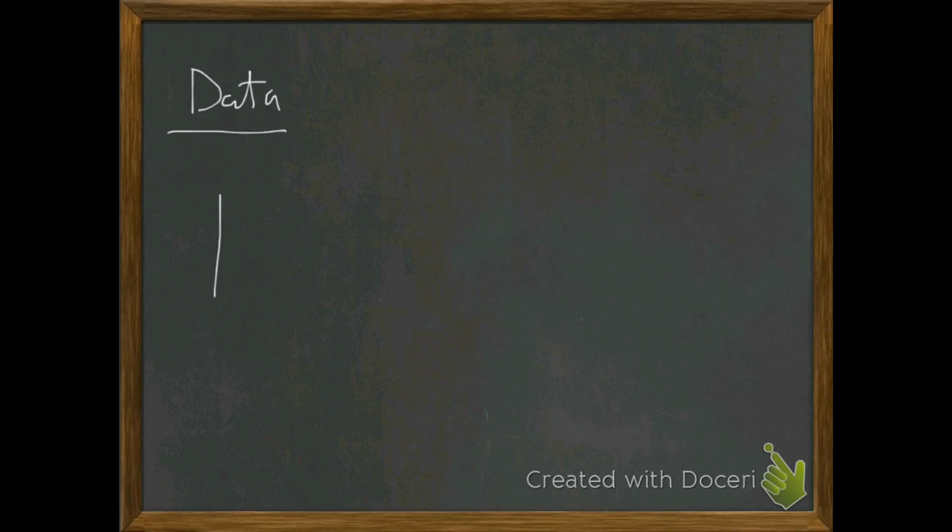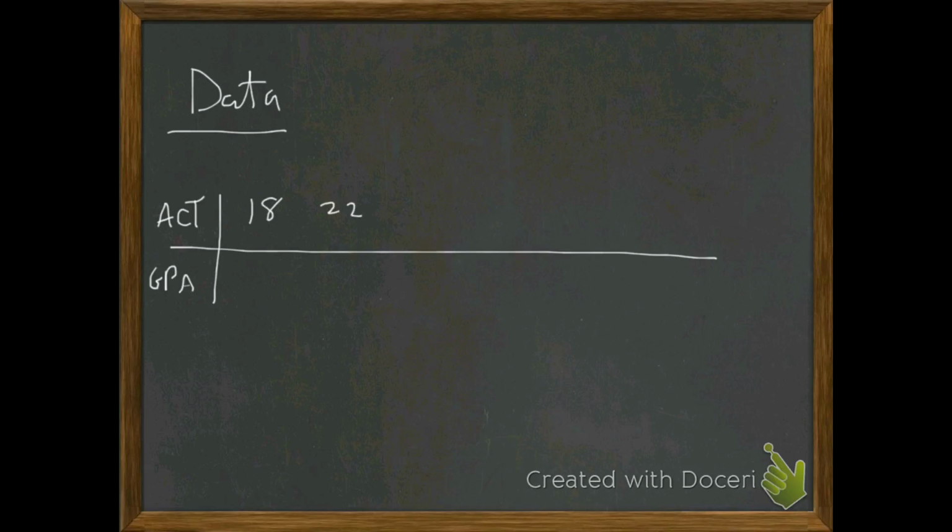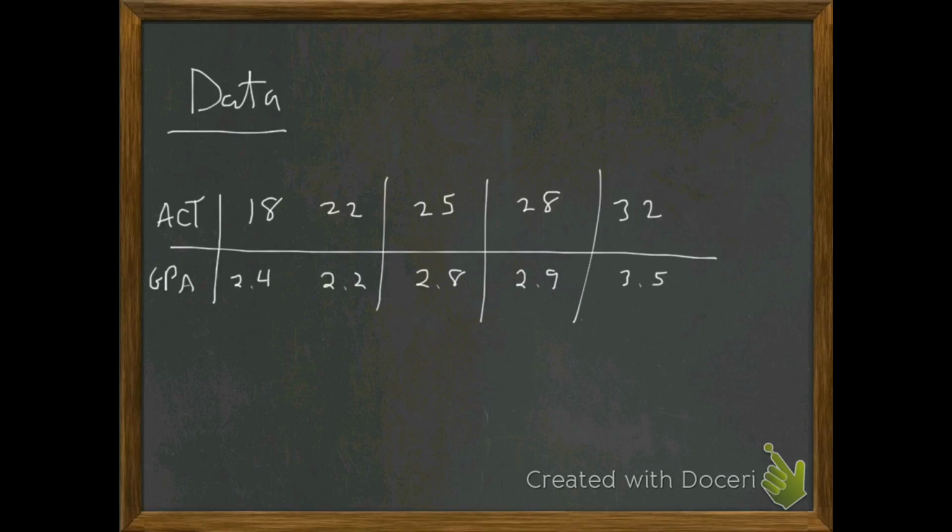we used this in a previous video, and it kind of makes sense to all of us. We're all in education, and it's a simple data set. Easy to type in. 832, and then we have some GPAs. So we had 2.4, 2.2, 2.8, 2.9, and 3.5. So here's the data that we're going to use.